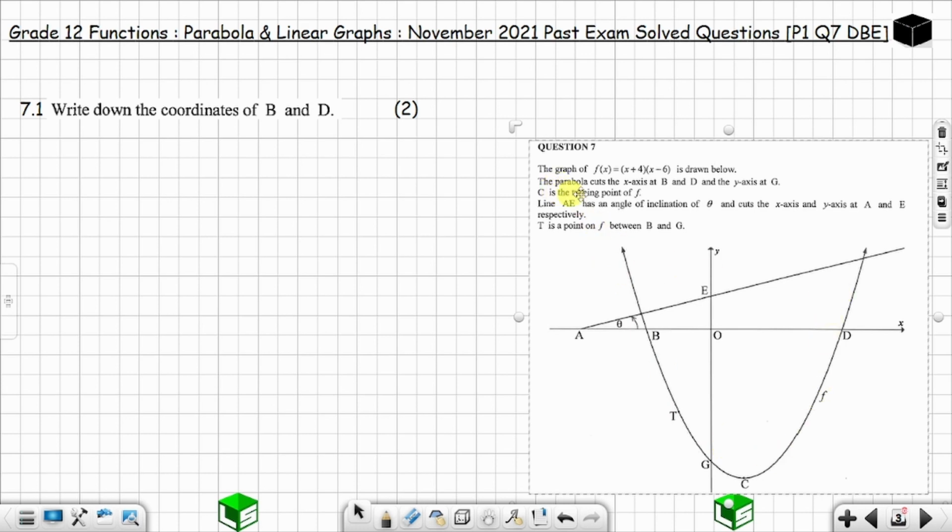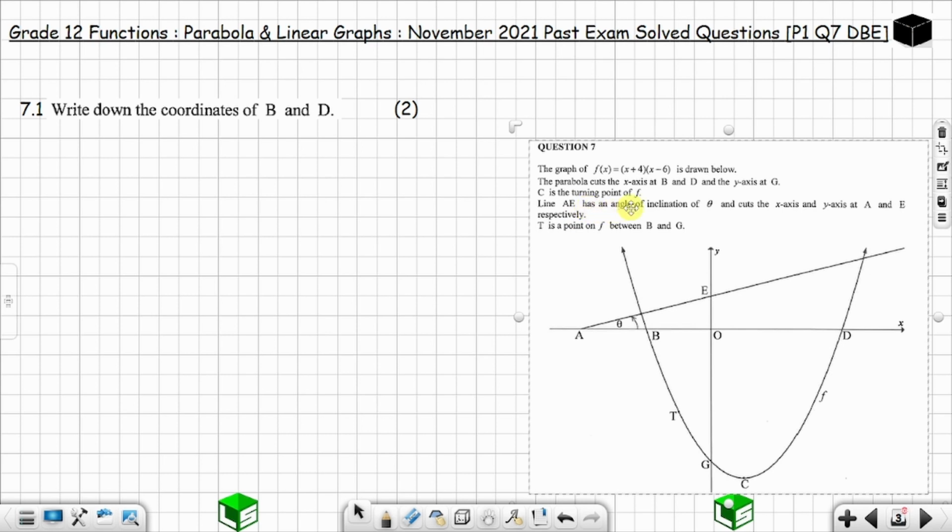And the parabola cuts the x-axis at B and D. There's B and there's D. So you know that B and D are your x-intercepts. And it cuts the y-axis at G. So this is your y-intercept. So you have your x-intercepts there and your y-intercept there. C is the turning point of f. There's C, the turning point of f.